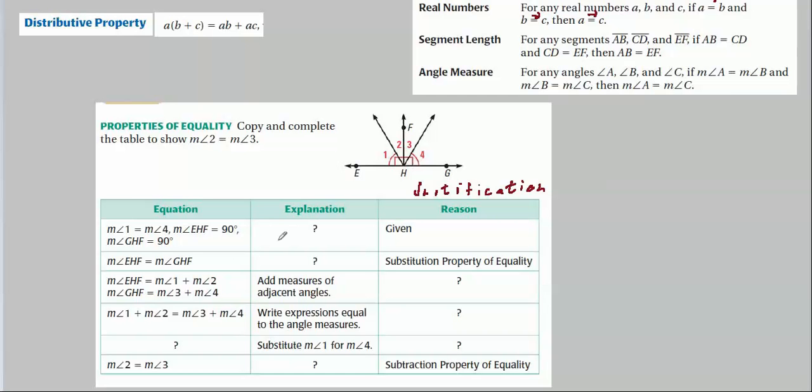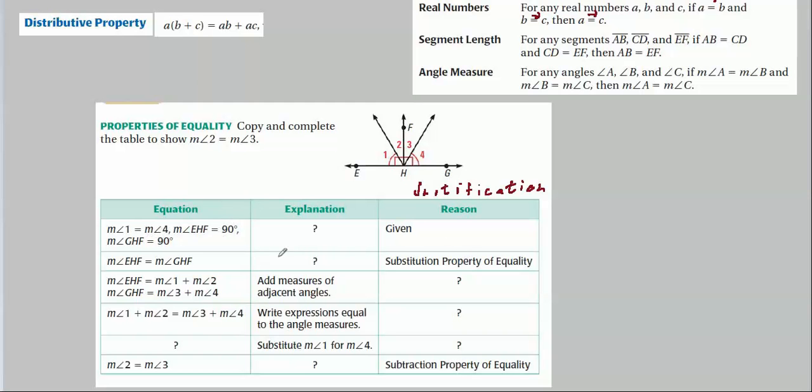Now, what do we do here? Well, we replaced 90 degrees with the measure of angle EHF here, and 90 degrees with the measure of angle GHF here. We might have used the transitive property also. If we'd written this a little differently, it would be apparent that the transitive property allows us to write this also. But over here they wrote substitution property.